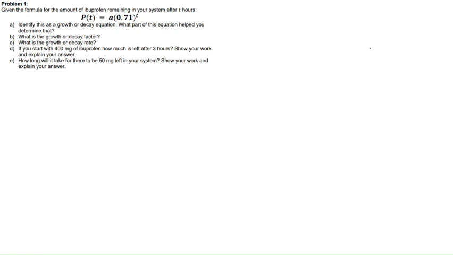Calculus. Alright, this is my tutorial. We're starting with problem 1. First question, identify this as a growth or decay equation.